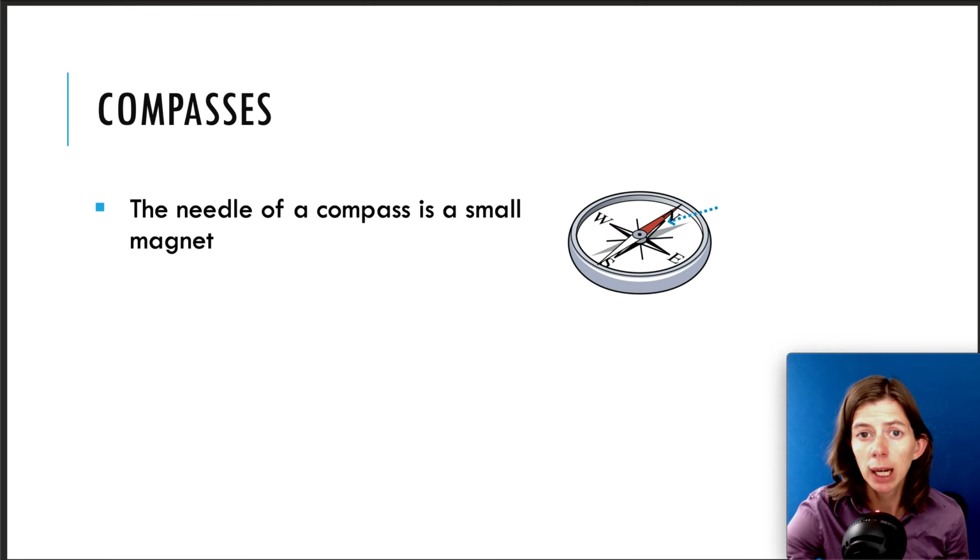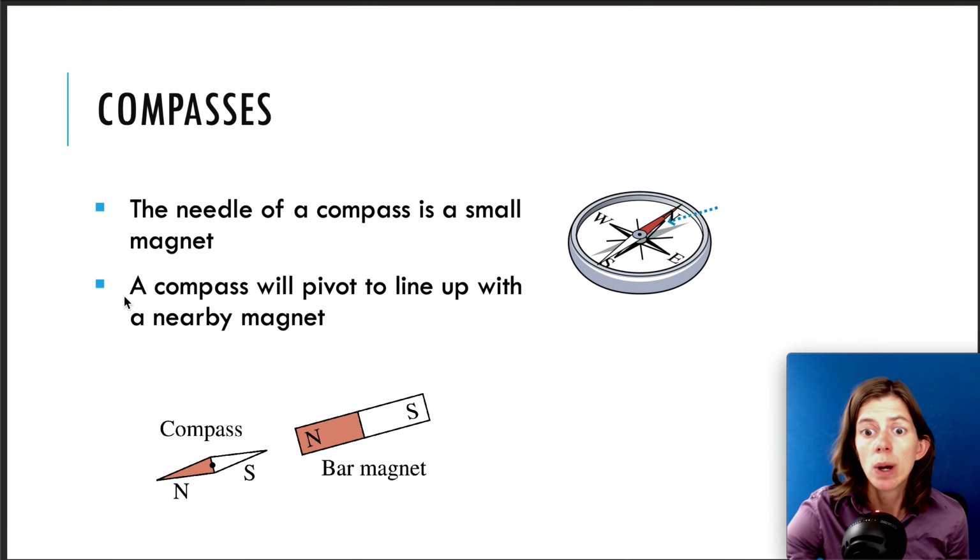And finally, to get back to our question from the beginning of this section, compasses. Compasses are magnets. So a compass will pivot to line up with a nearby magnet. A compass will be affected by the magnetic field of another magnet. So you have a compass, the north needle and the south needle of the compass. The south needle will be attracted to the north pole of another magnet.